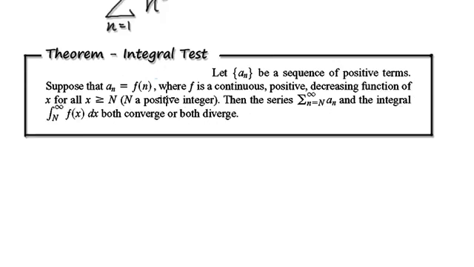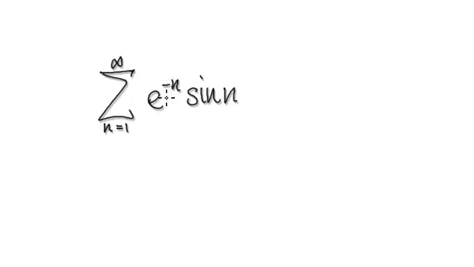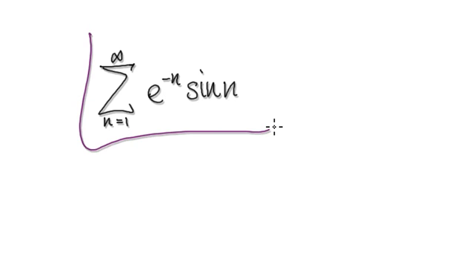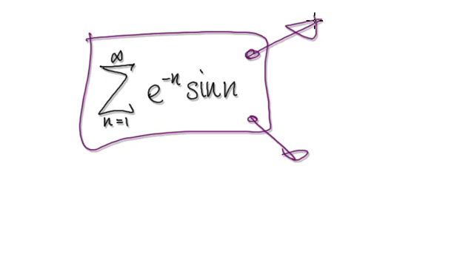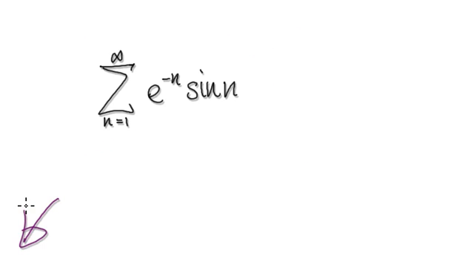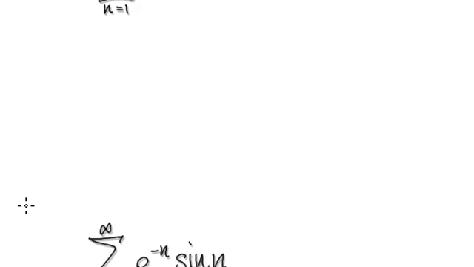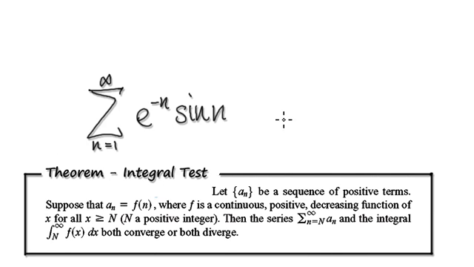Okay, so next one. Try to explain to yourself why you can't use the integral test to determine if this would converge or if this will diverge. So press pause and have a go. So again, it needs to be continuous, positive, and decreasing.